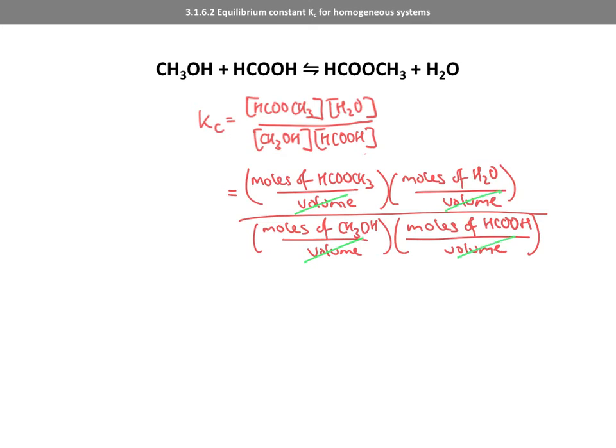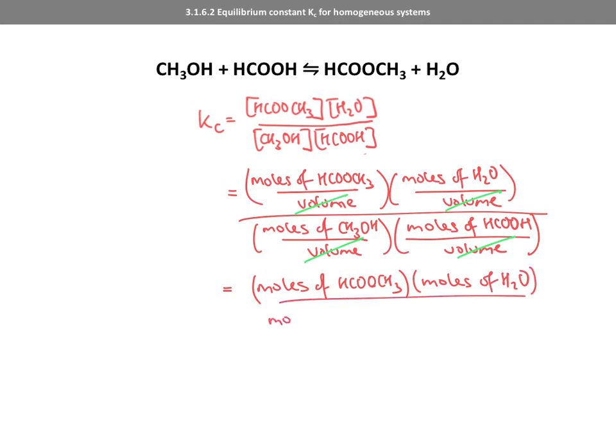So what we are actually left with is the moles of HCOOCH3 times the moles of H2O, all divided by the moles of methanol, moles of CH3OH, times the moles of the methanoic acid. And now you can see why the volume wasn't necessary.